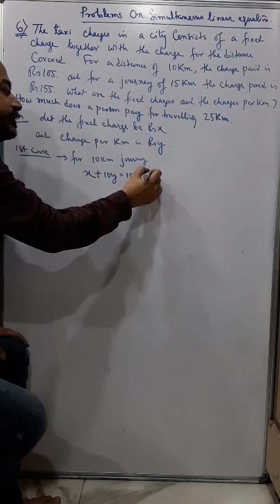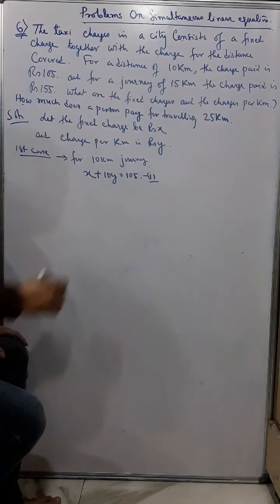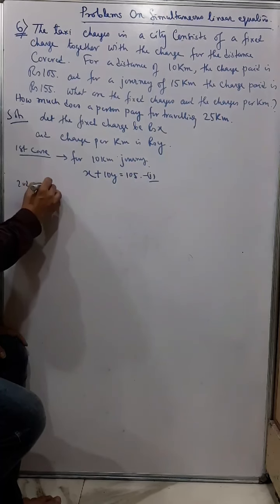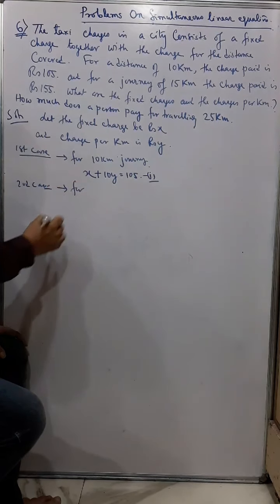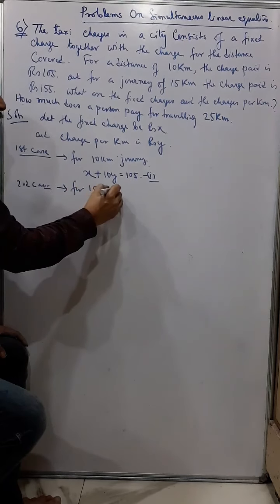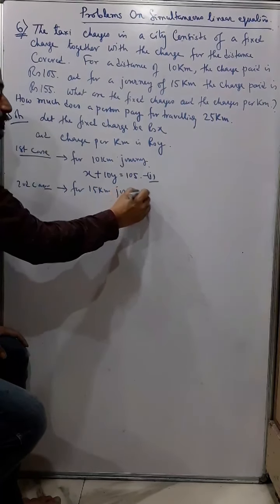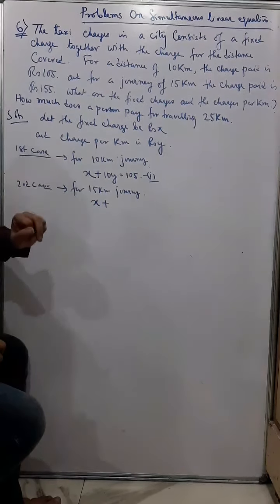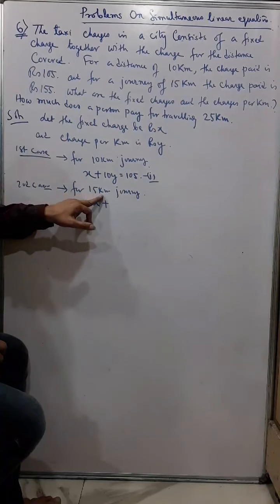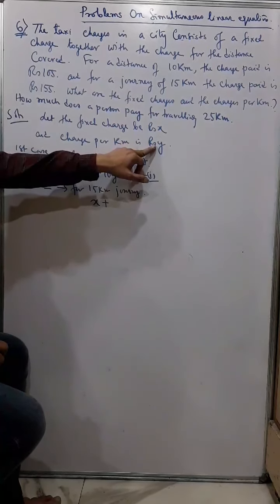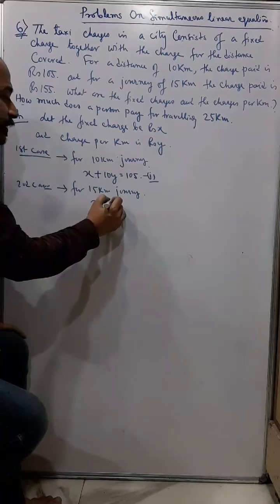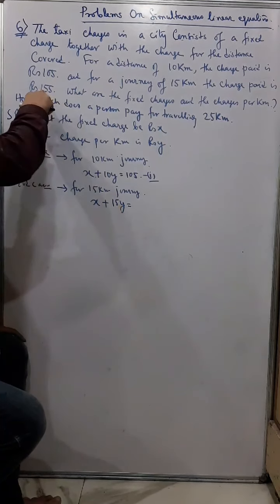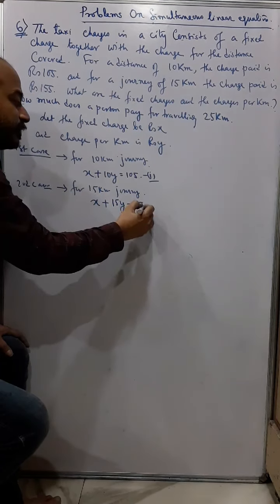This is equal to 105. So this becomes your first equation. And then second case, for a 15 kilometer journey, again a fixed charge of x rupees I have to give, plus 15y for the 15 kilometer journey. So this much I have to pay, and this is equal to 155.